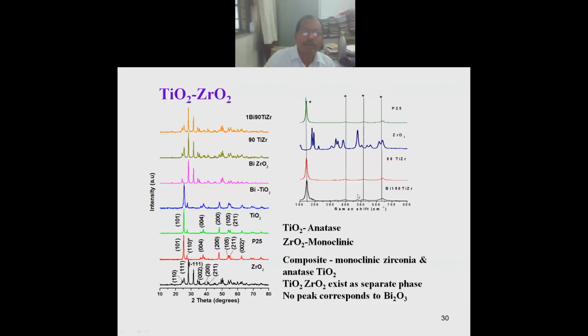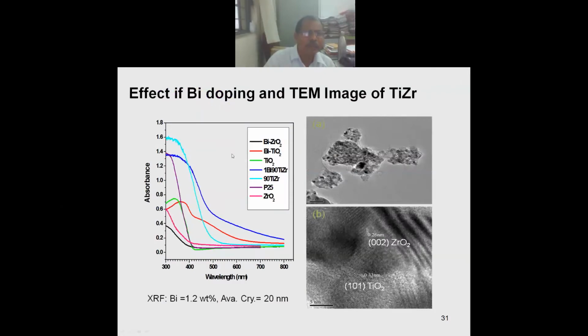And this is the Raman spectra. It again confirms this. This is the effect of bismuth doping. This is bismuth doped.